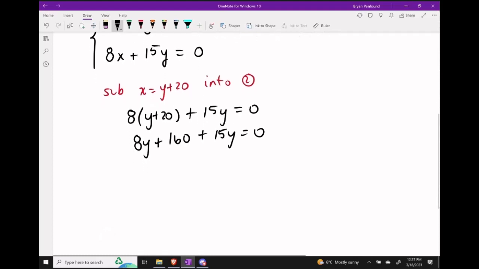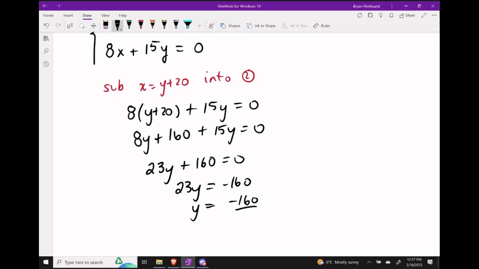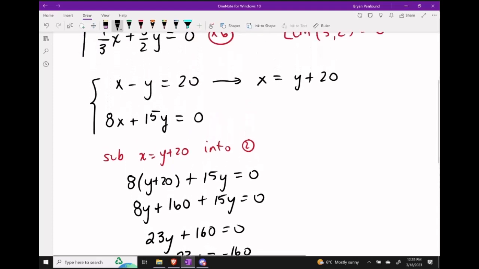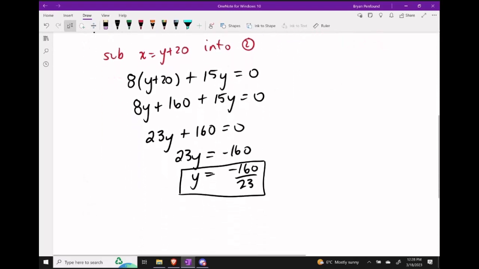Next, we want to collect our like terms. So 15y's plus 8y's should be 23y's. Let's go ahead and subtract 160 from both sides. And then finally, we're going to divide both sides by 23. Now that we know the value of y, we can go back to our original pair of equations. We can grab one of these and make our last substitution. So let's take x minus y is equal to 20.